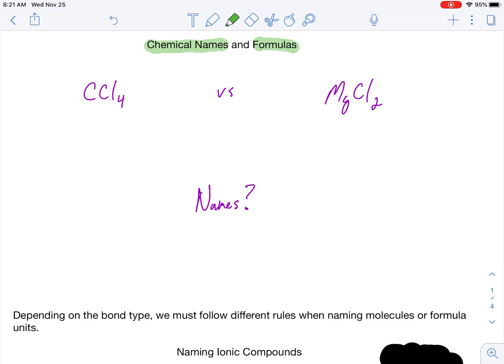Believe it or not, the first thing you have to do when you're naming anything is identify bond type. Depending upon the bond type, we must follow different rules when naming molecules or formula units.